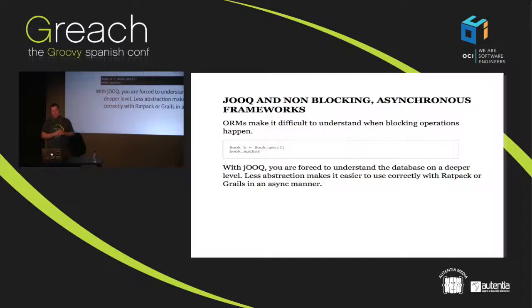And with Hibernate, that's not always easy to tell, right? So here's just a really simple bit of GORM. You do book.get, give it an ID, and then you call book.author. How many times in those two lines of code are you going to block? It's either one or two, and it depends on how you map things. Are you going to lazily map author or eagerly fetch author?